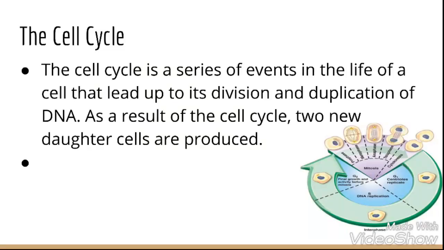The cell cycle is preparation for division and the division of cells. It is a continual process divided into these three main stages: interphase, mitosis, and cytokinesis. After this cycle is finished, two new daughter cells are produced.